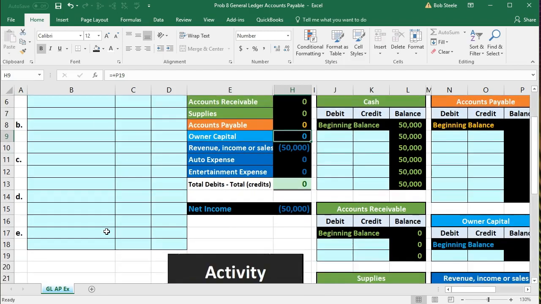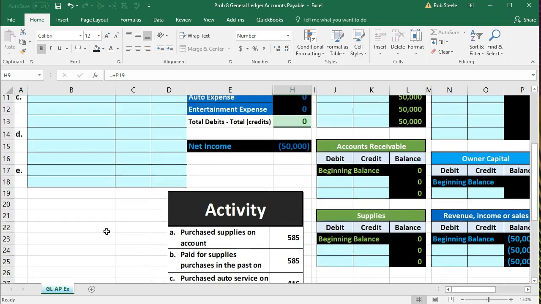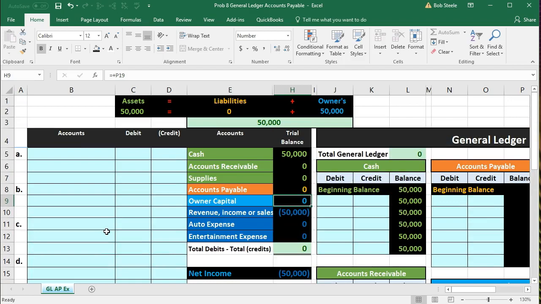So let's scroll down and see what we have here in the activities. First activity, purchase supplies on account. So we're going to go through our series of questions and ask first, is cash affected? In this case, we're going to say no. We purchased something on account and therefore did not pay cash but paid with something else. The thing we're going to pay with will be accounts payable.